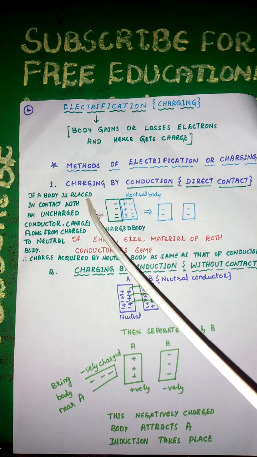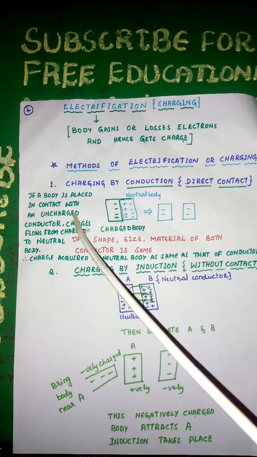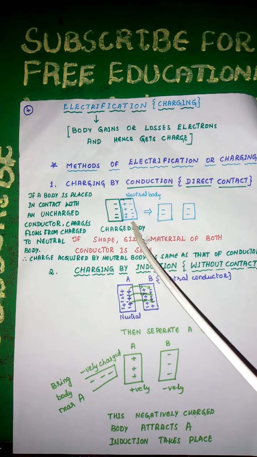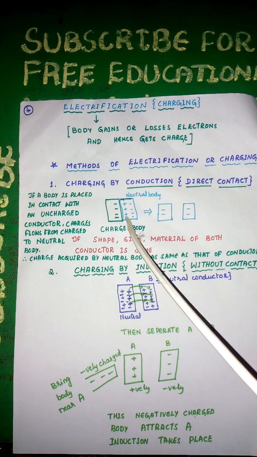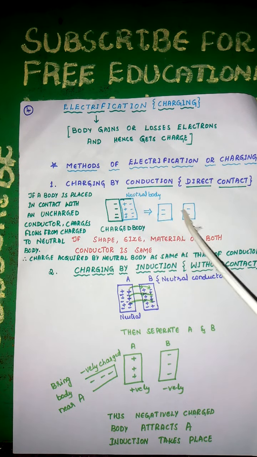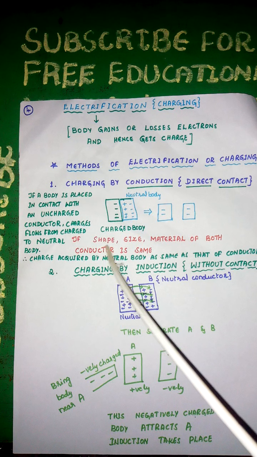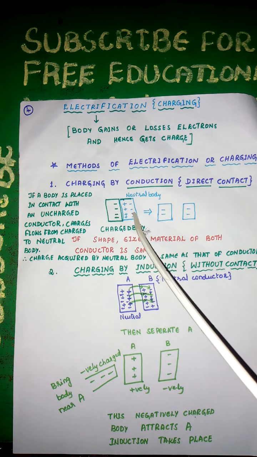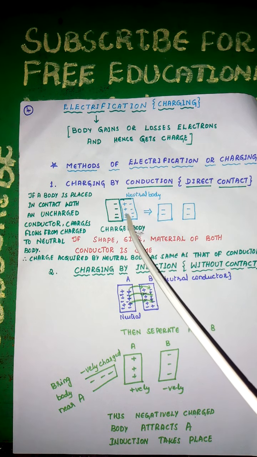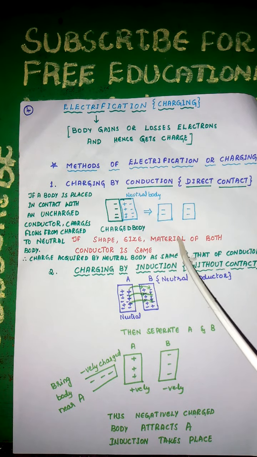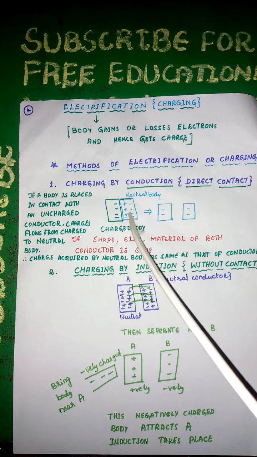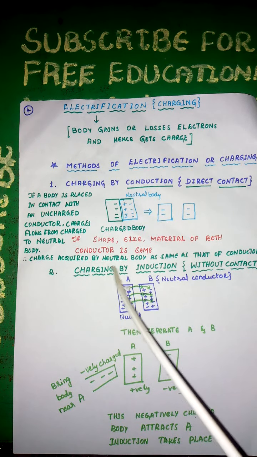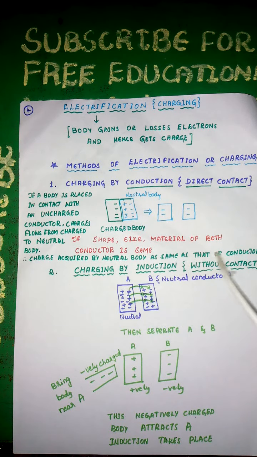See, if a charged body is placed in contact with an uncharged conductor, charge flows from the charged body to the neutral body, right? This is a charged one and this is a neutral one. Here both got the charges, right? If shape, size and material of both conductors are the same, the size and shape must be correct, and they must be made of the same material. In that case only this conduction takes place, right?